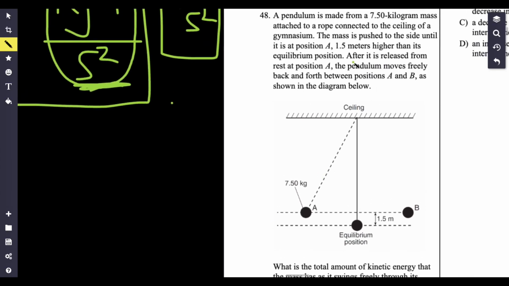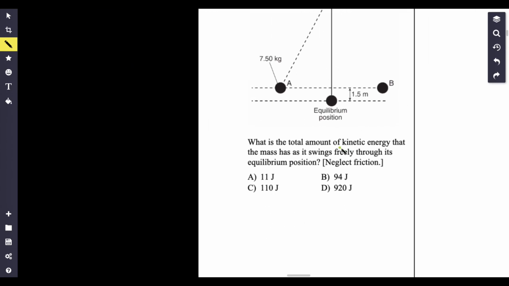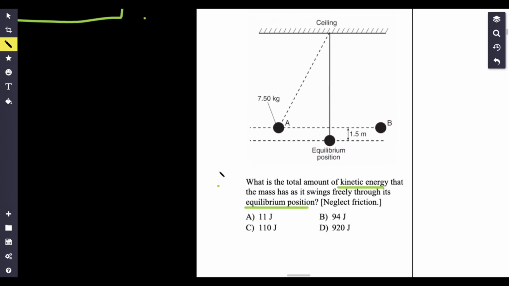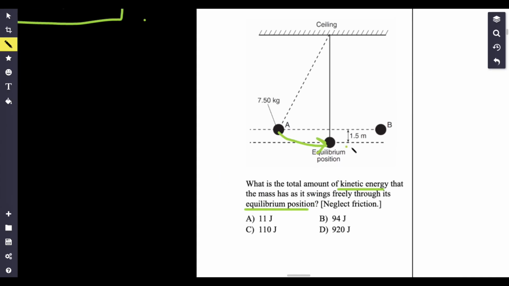Okay, so a pendulum is made from a mass attached to a rope to the ceiling. The mass is pushed to the side until it is at position A, and then it is released and moves between point A and B. What is the total amount of kinetic energy that the mass has as it swings freely through its equilibrium position? So when I release this, how much kinetic energy does it have?